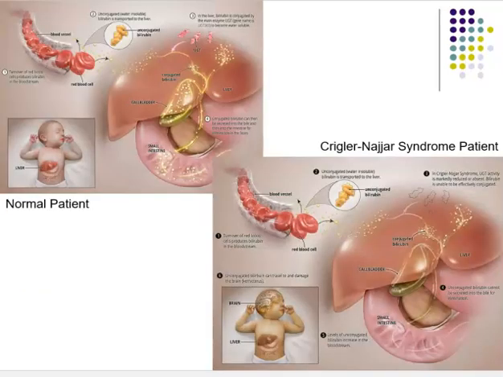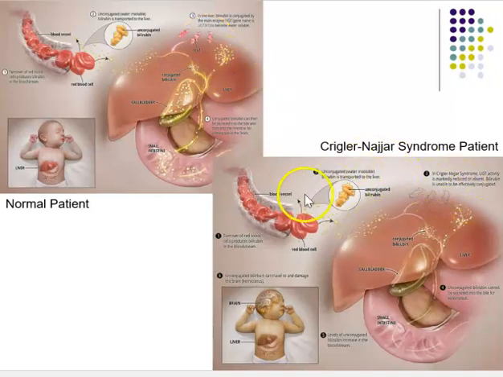So here's a couple images showing a comparison of a normal patient versus a patient that's suffering from Crigler-Najjar syndrome. So let's first look at the normal patient. Okay, so you have the blood that's coming into the liver, and of course the bilirubin coming in is unconjugated. But in the liver, the bilirubin becomes conjugated with the help of that enzyme UDP. So we can see the enzyme is present right here. So this is our normal patient.